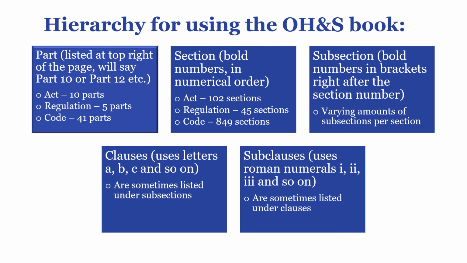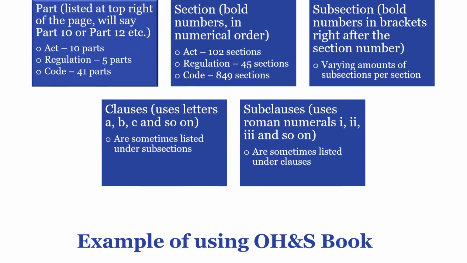Sections. These are the bold numbers in numerical order. The Act has 102 sections, the Regulation has 45 sections, and the Code has 849 sections. Subsections are bold numbers in brackets right after the section number. There are varying amounts of subsections per section. Clauses use letters A, B, C, and so on, and are sometimes listed after subsections. Subclauses use Roman numerals 1, 2, 3, and so on, and are sometimes listed under clauses.